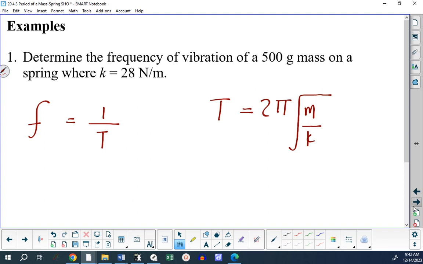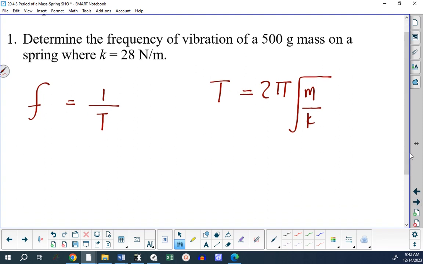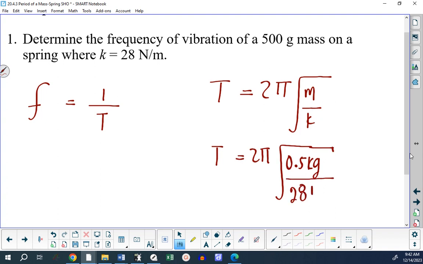And maybe I'll show that to you in a minute, but I wouldn't do it that way. I would just calculate the period, and then whatever I get, take the reciprocal. So this is a fairly basic question, really. It's 2 pi times the square root of the mass, which is 0.5 kilograms, over 28 newtons per meter.